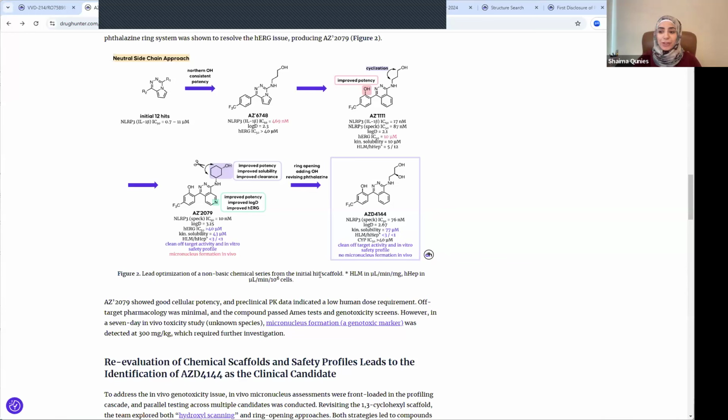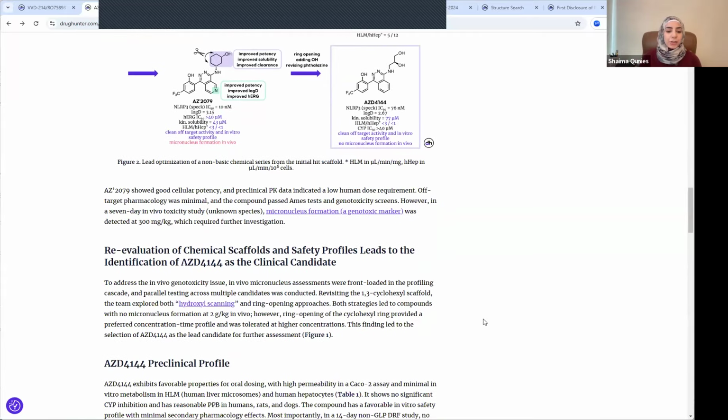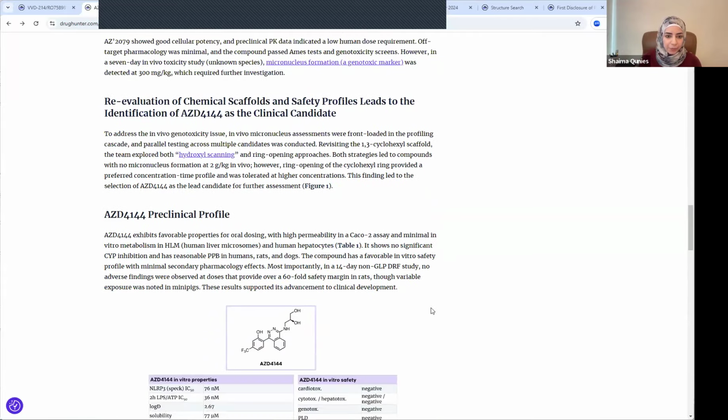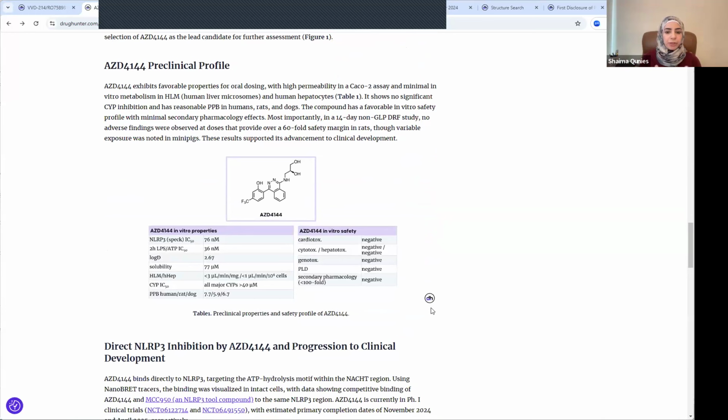And our goal is just to make sure that you have all the transferable insights from every first-time disclosure and non-first-time disclosure talks at the conferences. So if you scroll down, we also have the preclinical profile that qualified that molecule to go further into development.